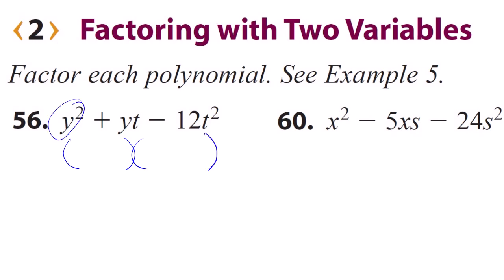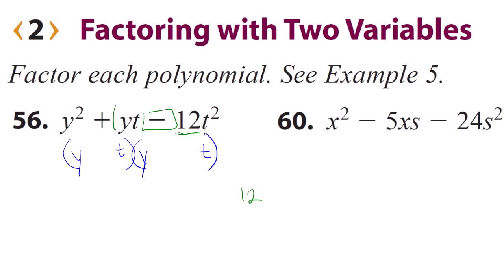Since we have a y squared here, we're going to put a y here and a y here, because when we FOIL, y times y is y squared. And then we need a t squared here at the end. The only thing you have to do when you have a second variable is just put that variable in the back, and that's all you have to do. The rest is just like we did before. Now we're going to look for numbers we can multiply to get 12 that we can subtract to get 1, that invisible 1 there.